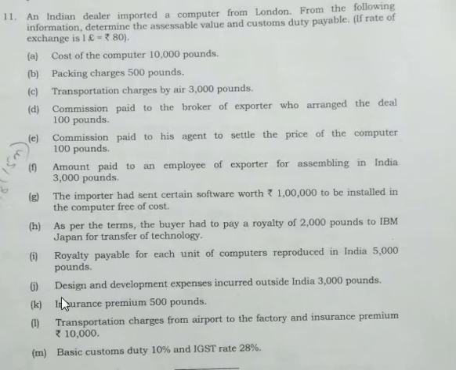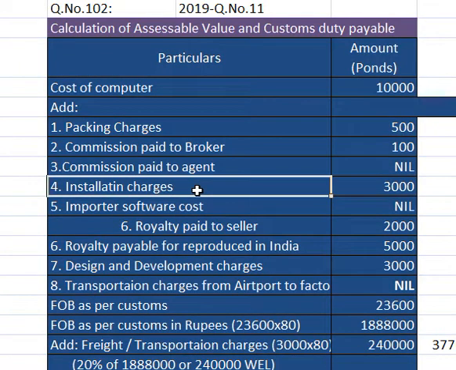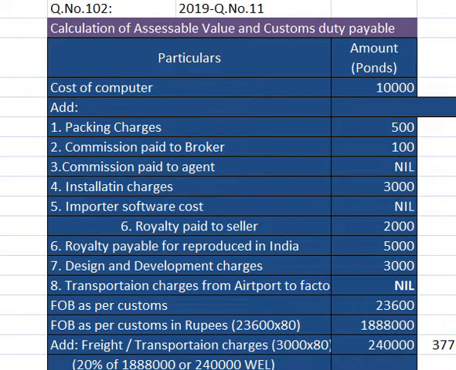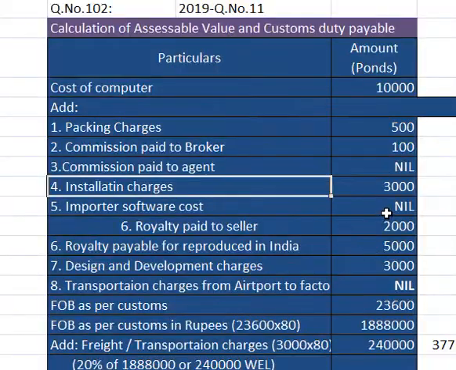So that cost is not considered. Cost of installation charges: this is not paid by the assembler; assembly expenses are incurred by the exporter. So the amount paid to an exporter, actually the exporter incurred this, not the importer. The importer paid it to the exporter to install. Normally the importer pays the money for installation charges, so this installation charge for assembling is considered. So only it is added here, 3,000.